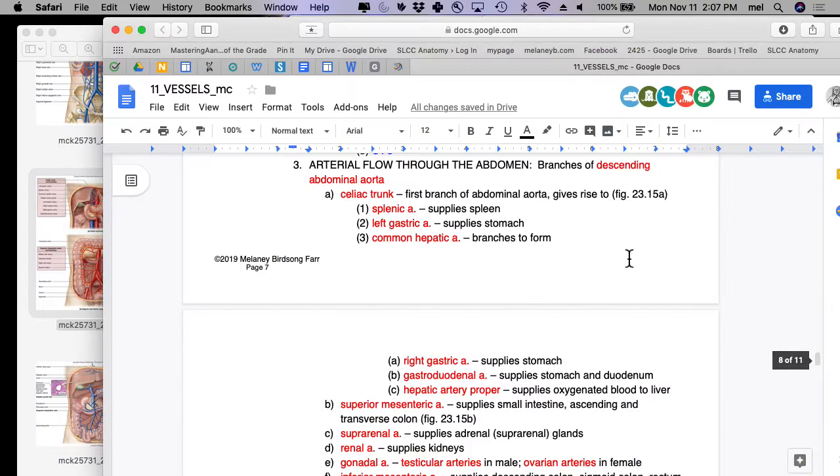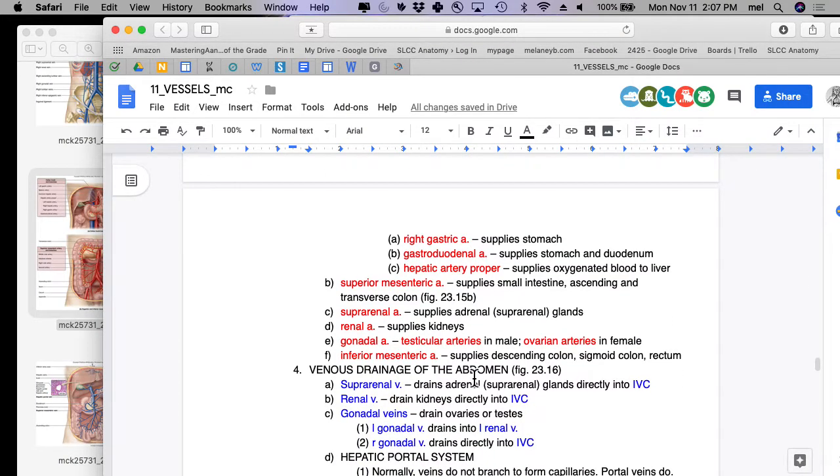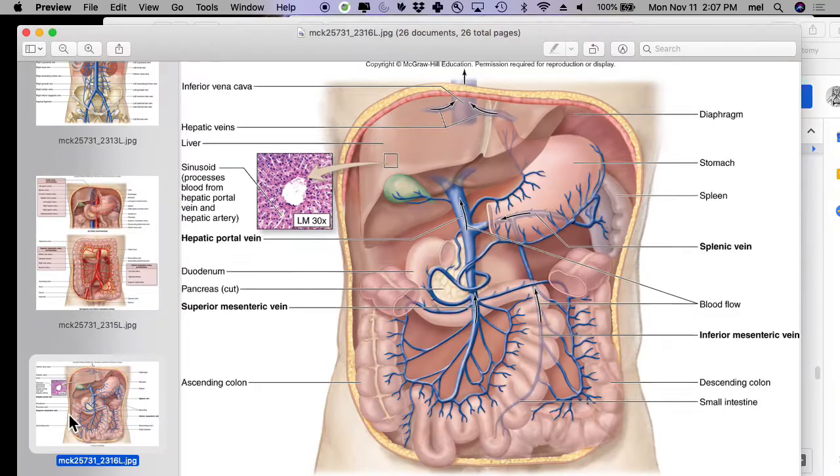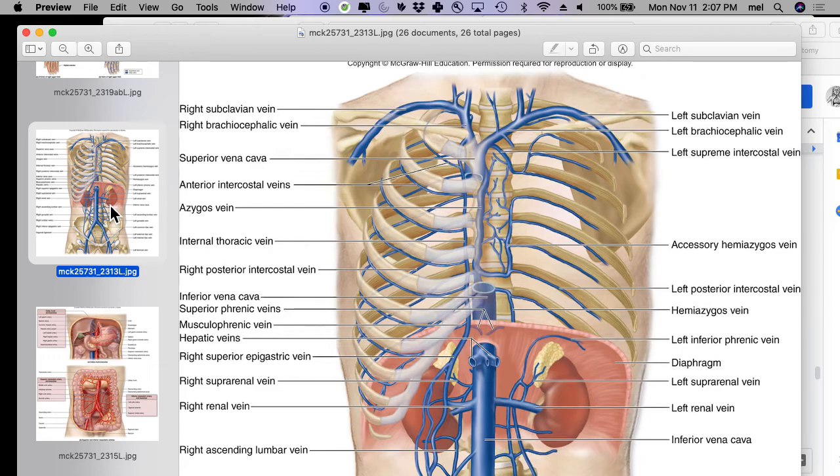So we did suprarenal, renal, gonadal, and we got superior and inferior mesenteric. And then we do the venous drainage of the abdomen, and I'll let you guys go after this, but I do want to talk about venous drainage of the abdomen because it's weird. So first off, let's get the easy part done.